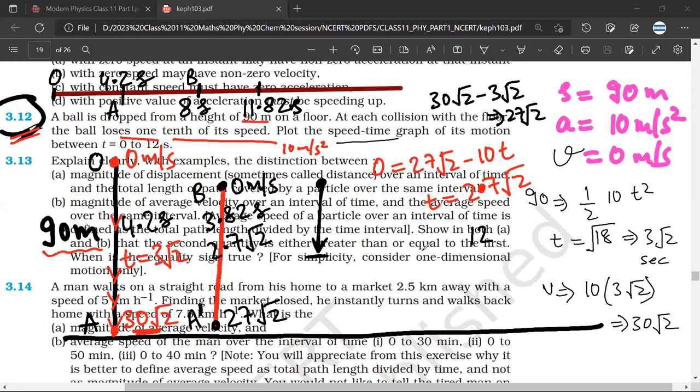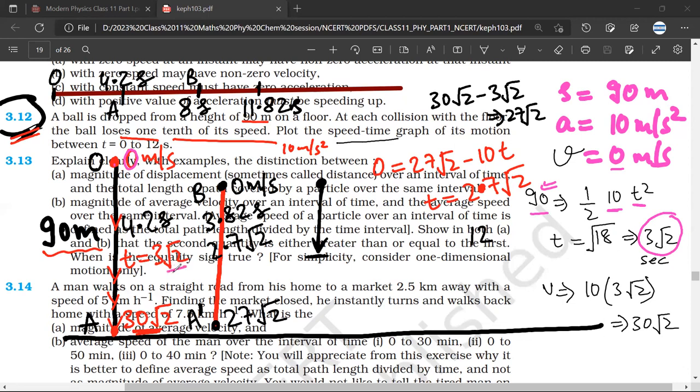Yeah. So what I have done is basically s is equal to ut plus half at square. S is the distance. U is 0 because it is at rest here. So half at square, this is my acceleration, this is t square. So this has taken 3 root 2 seconds. This travel from O to A is the first leg. Remember, this is the first leg, 3 root 2.